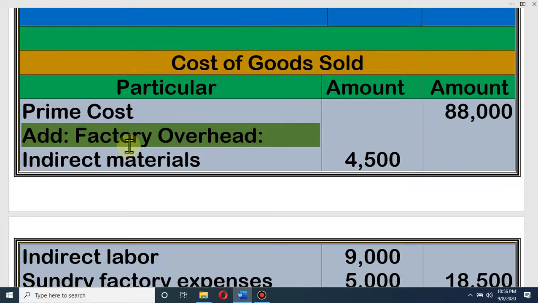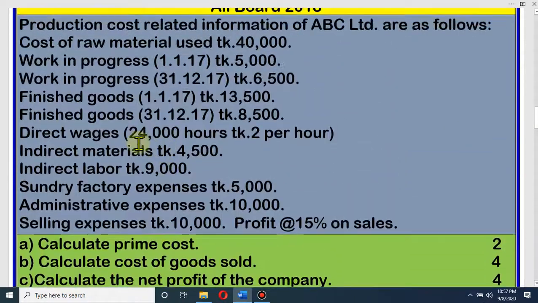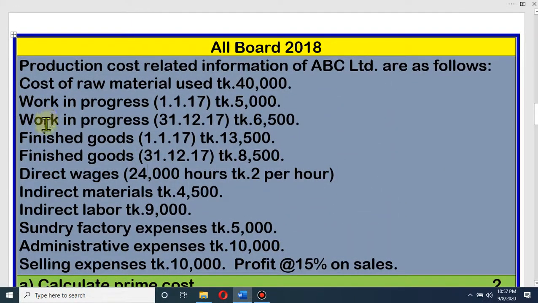That means for producing goods, you know that we need a factory office, and in that factory, whatever indirect expenses, you know that all the direct expenses are in prime cost. So the indirect expenses occurred in factory, that is factory overhead. Now look at the question, dear student. Look at work in progress, finished goods, direct was yes, indirect materials. That means this activity is done in the factory. So this is a factory overhead.